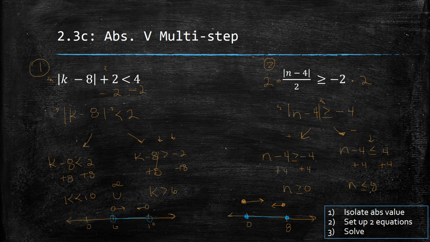Okay. If you were confused over here as to why this was the positive, let me show you. Remember that when you split up your inequalities into the two, positive and negative, right? So this is the original equation.